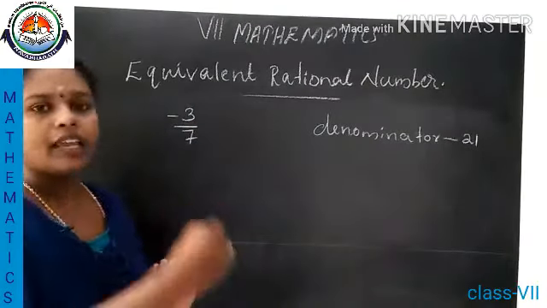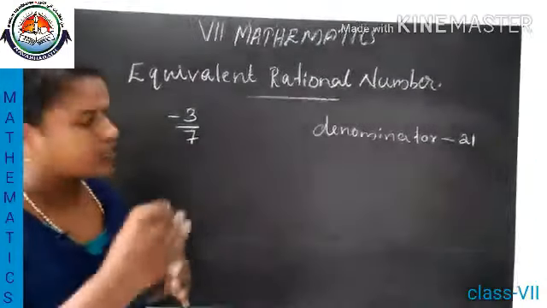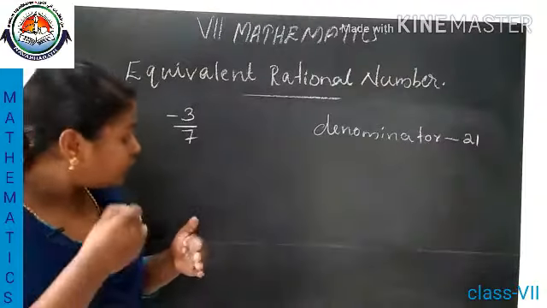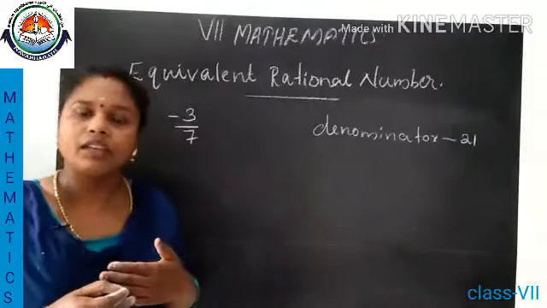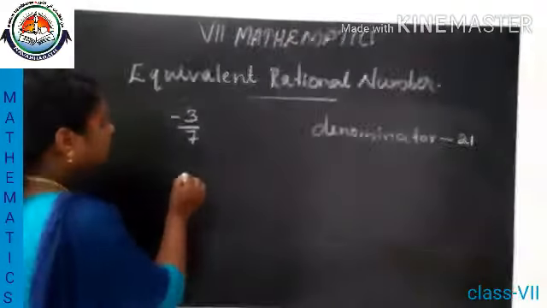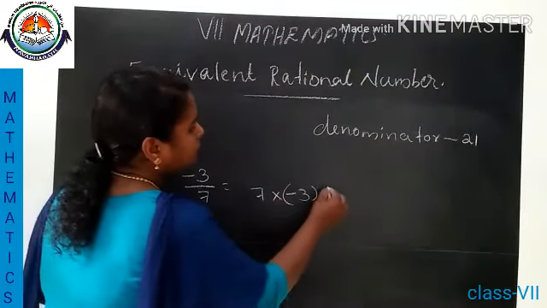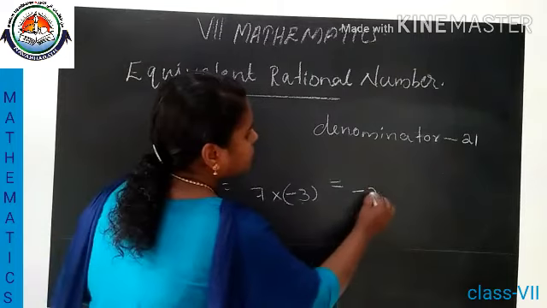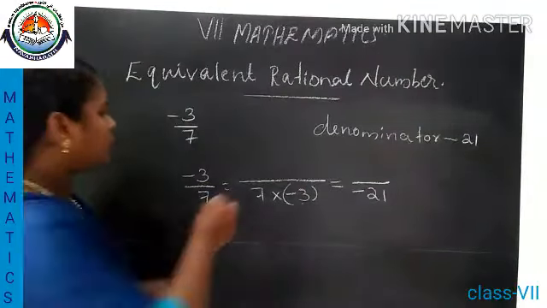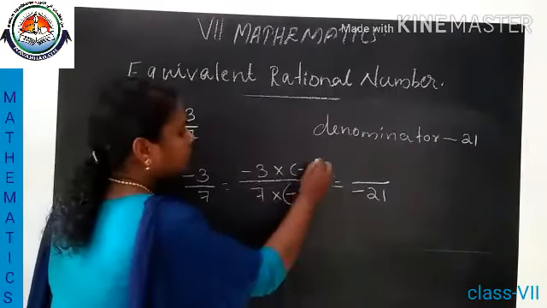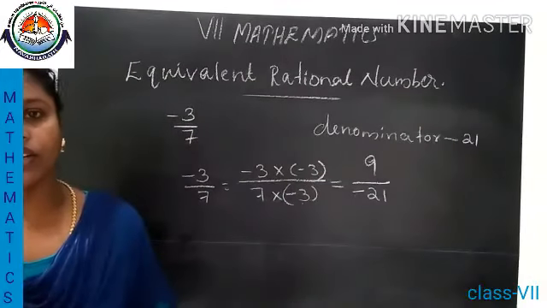7 into 3 is 21, but we need to get negative 21. So we need to multiply with negative 3. So negative 3 by 7: in the denominator we need to multiply with negative 3, then it is negative 21. So in the numerator also we need to multiply with negative 3. Then it is 9 by negative 21.